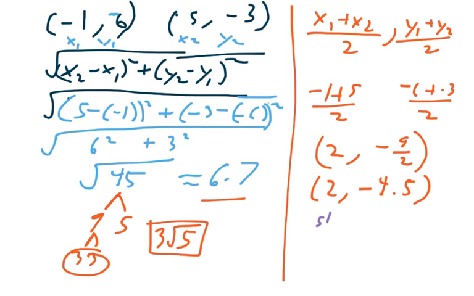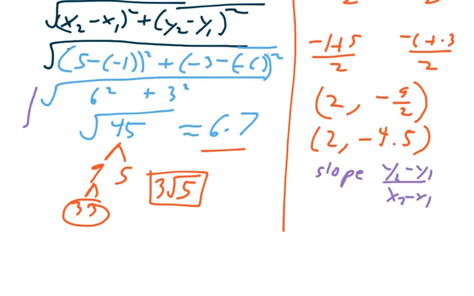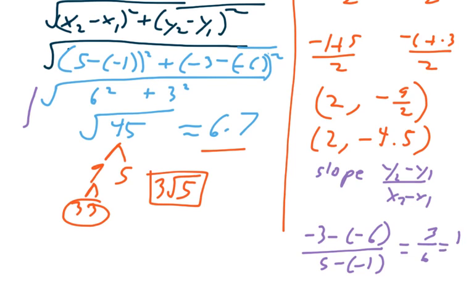And finally, we got the slope, which is y2 minus y1 over x2 minus x1. So in our problem, y2 is negative 3 minus negative 6 over 5 minus negative 1. So that's going to be 3 over 6, which is really 1/2.